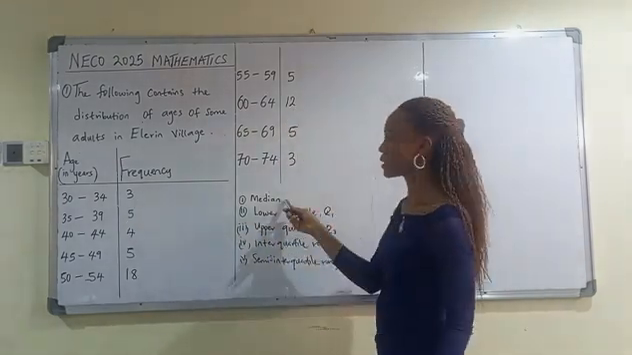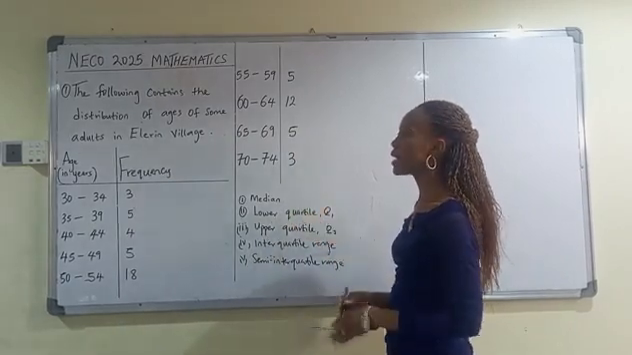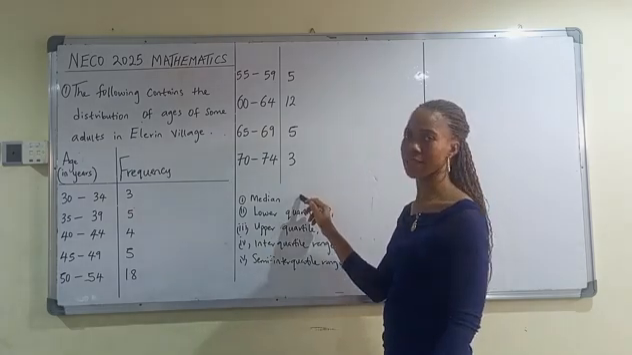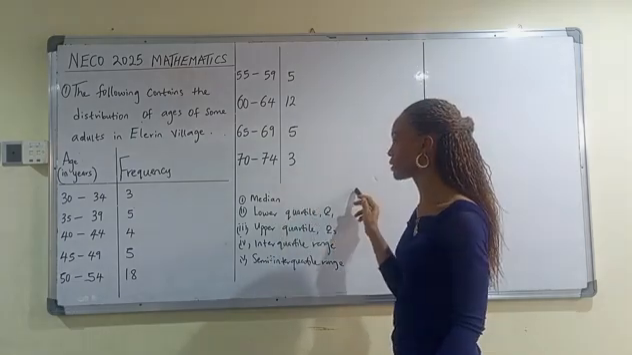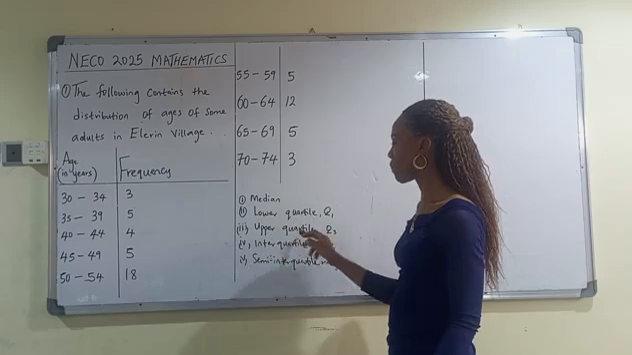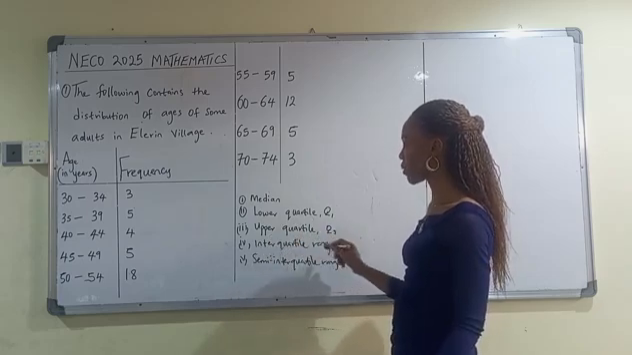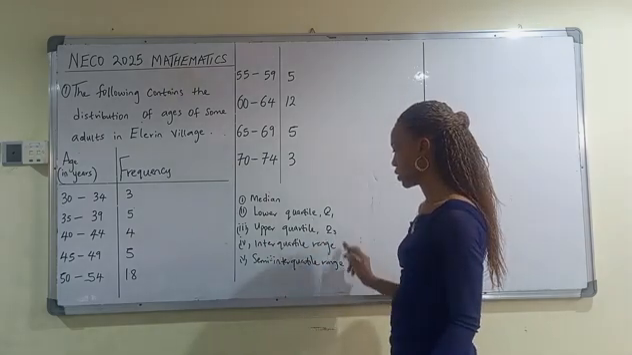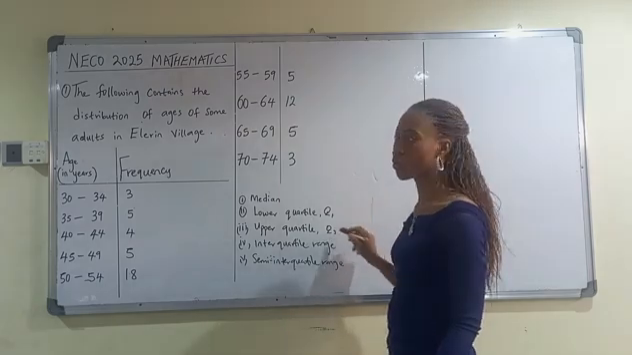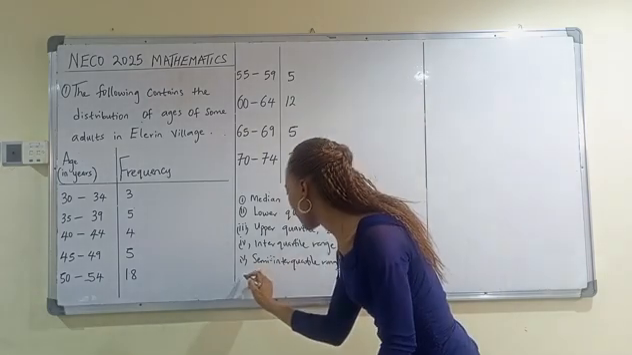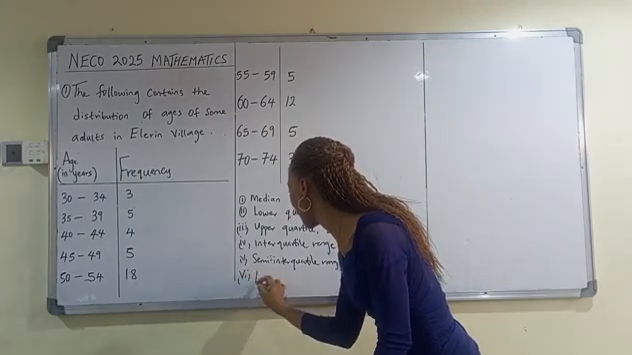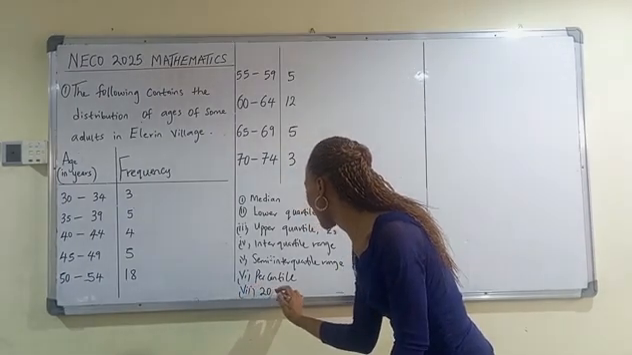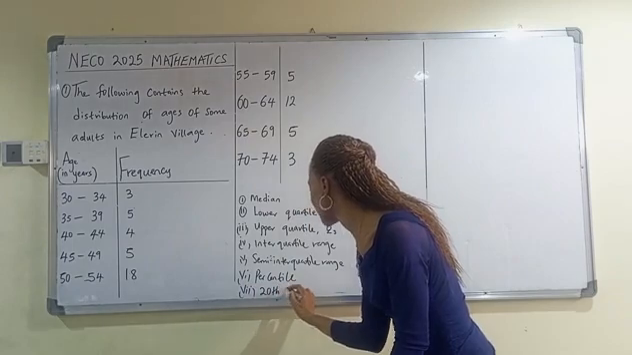We are to find the median. The median is the 50th percentile. I'm going to show you how to get at it. The lower quartile, the upper quartile, Q3, the interquartile range, that's Q3 minus Q1, the semi-quartile range, that's Q3 minus Q1 over 2. Then we can have the percentile. Also, they will tell you to find something like the 20th percentile.